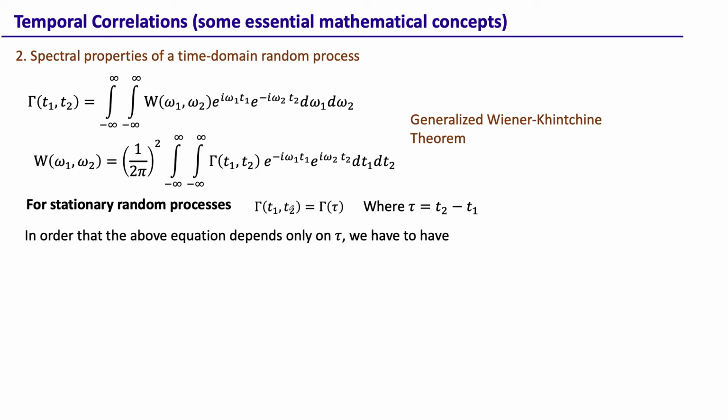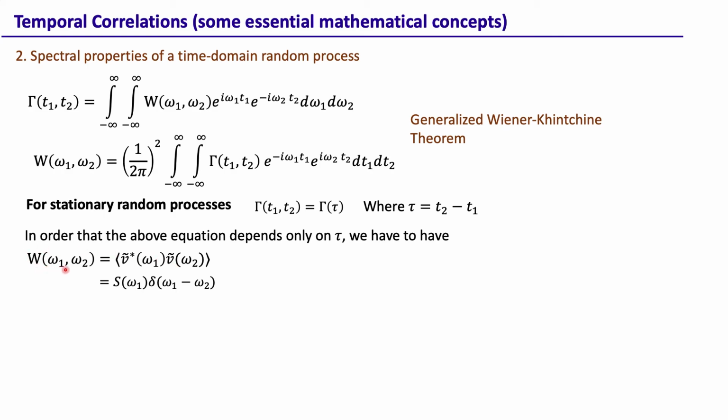Now, if gamma of T1 T2 has to depend only on tau, then this side also has to depend only on tau. It cannot depend on T1 and T2. The only way this can happen is if W of omega 1 omega 2 has this kind of form, that is S of omega times the Dirac delta function, delta of omega 1 minus omega 2.